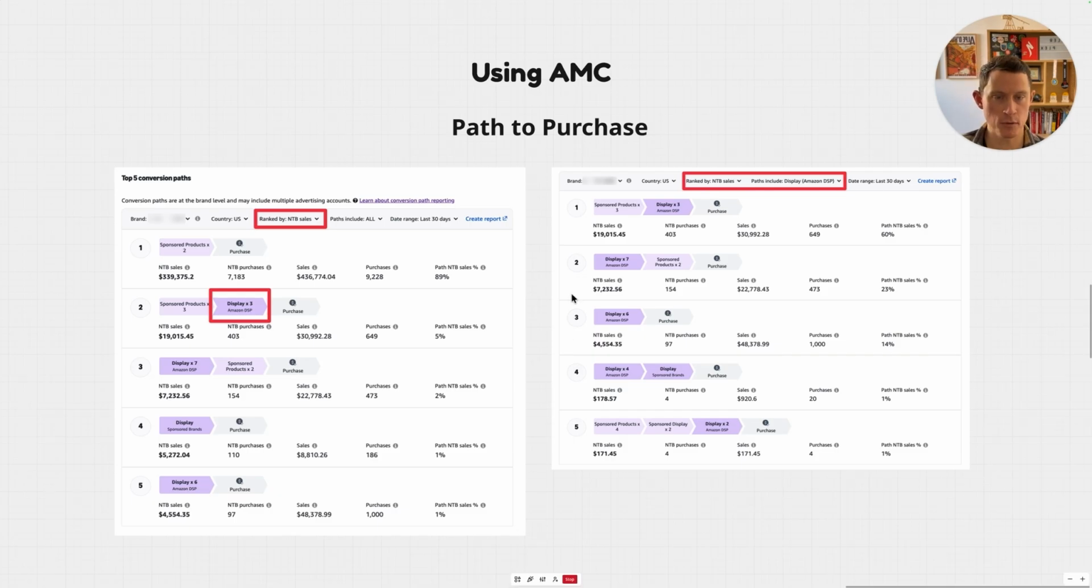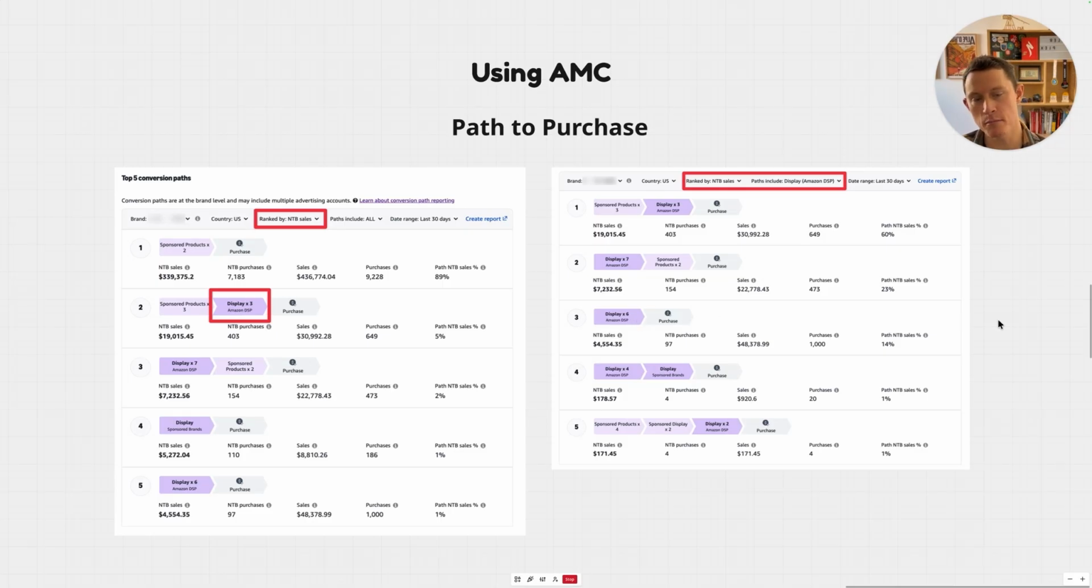The second example I have here on the right is just new to brand sales, but this time I've included DSP in all the steps. So we're looking at a smaller subset of data and trying to figure out where it fits in. You will notice that we have an interesting mix. The third largest here is display 6 times. So there are people that are purchasing.